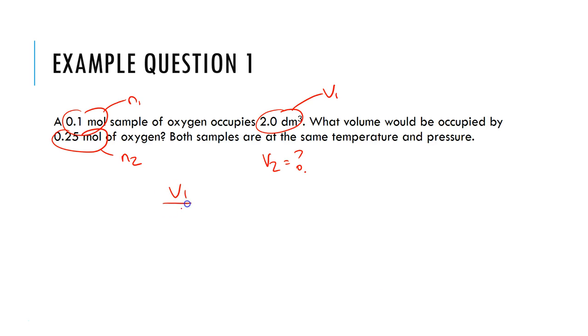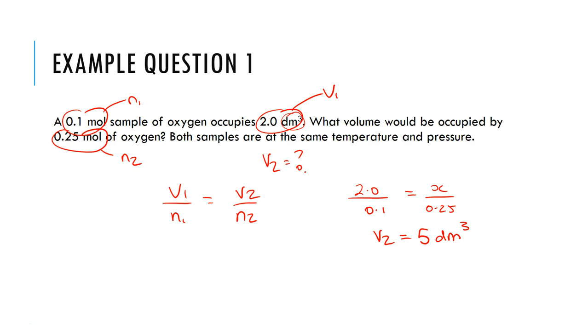So if we have V1 over n1 equaling V2 over n2, we're going to substitute in. No need to change any units in this case. So we're going to have 2 divided by 0.1 is going to be equal to x, which is what we're looking for, over 0.25. So if we do this calculation, we will get 20 multiplied by 0.25 is 5. So V2 is going to equal 5. Check our units. It was decimeters cubed, so this will be decimeters cubed as well.